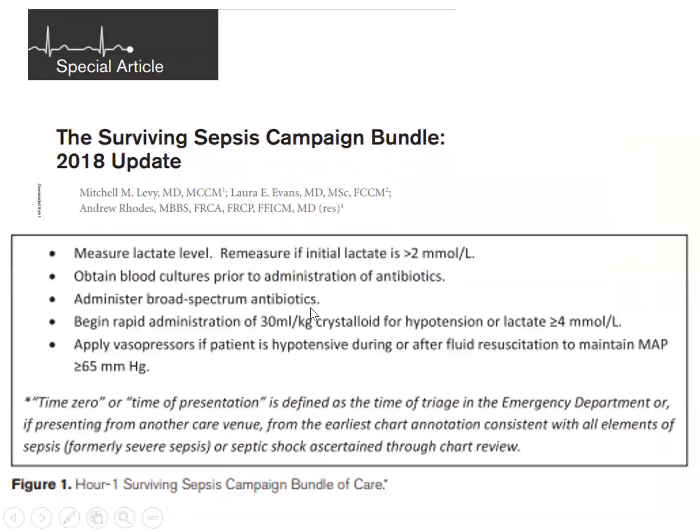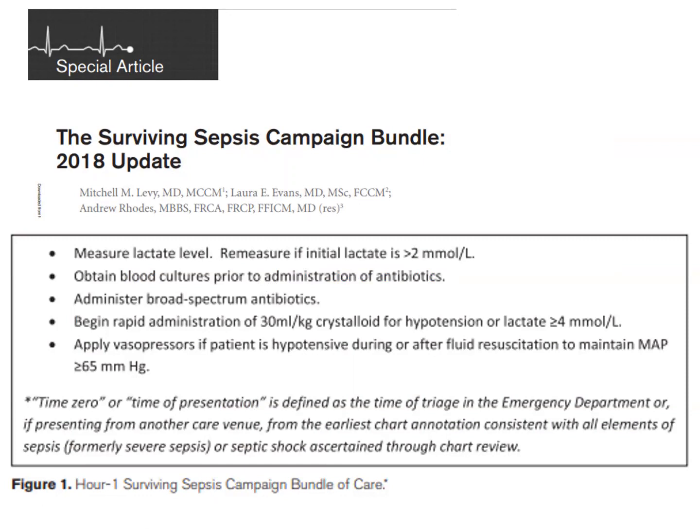So this is the summarization of this definition. Many times we know this as the bundle of care. Here you can see the first important step: we have to measure the lactate level, and after that we repeat this measurement. And it's very important that we collect blood culture from our patient, theoretically prior to administration of antibiotics. With these blood cultures, we try to identify the valid causative agents if we suspect infection.